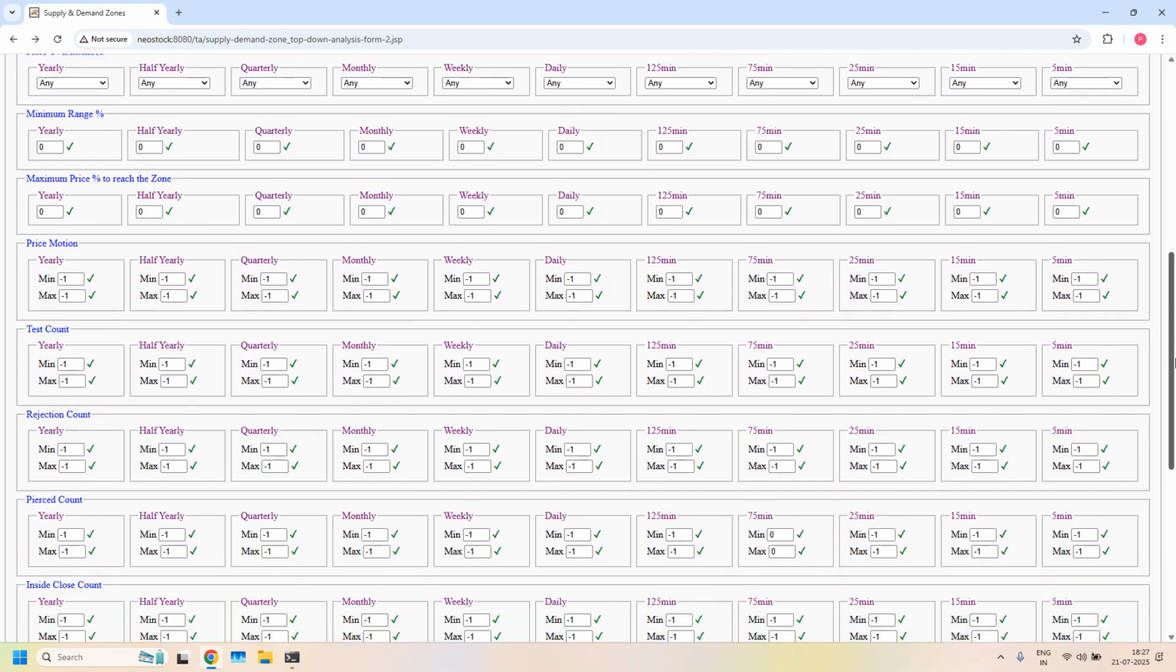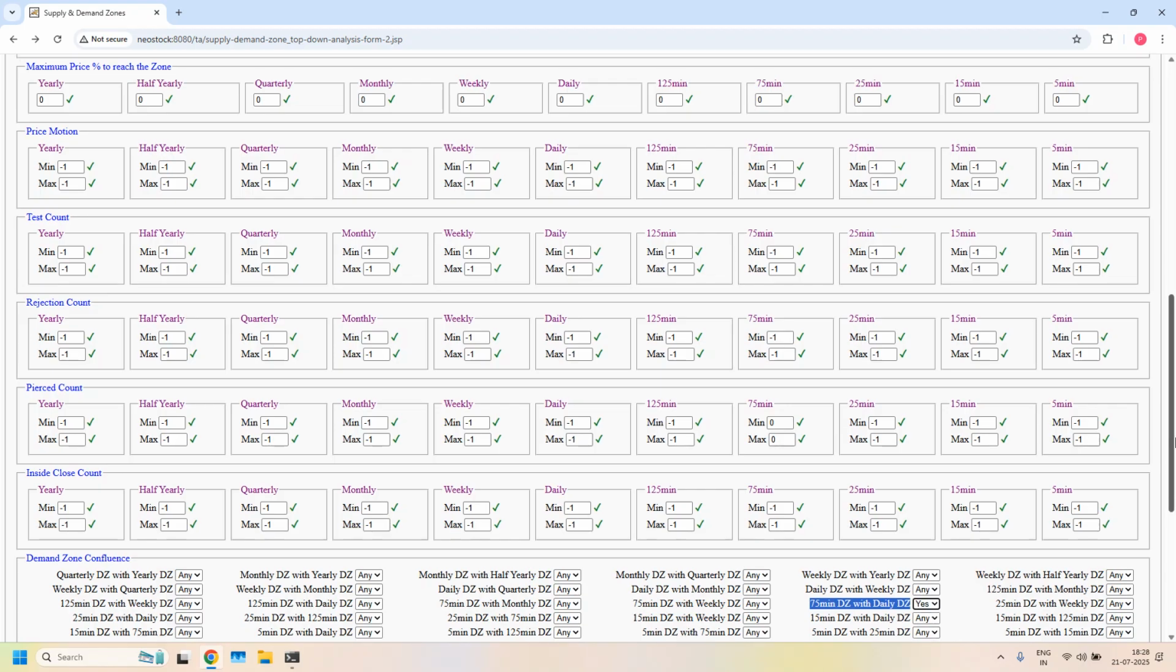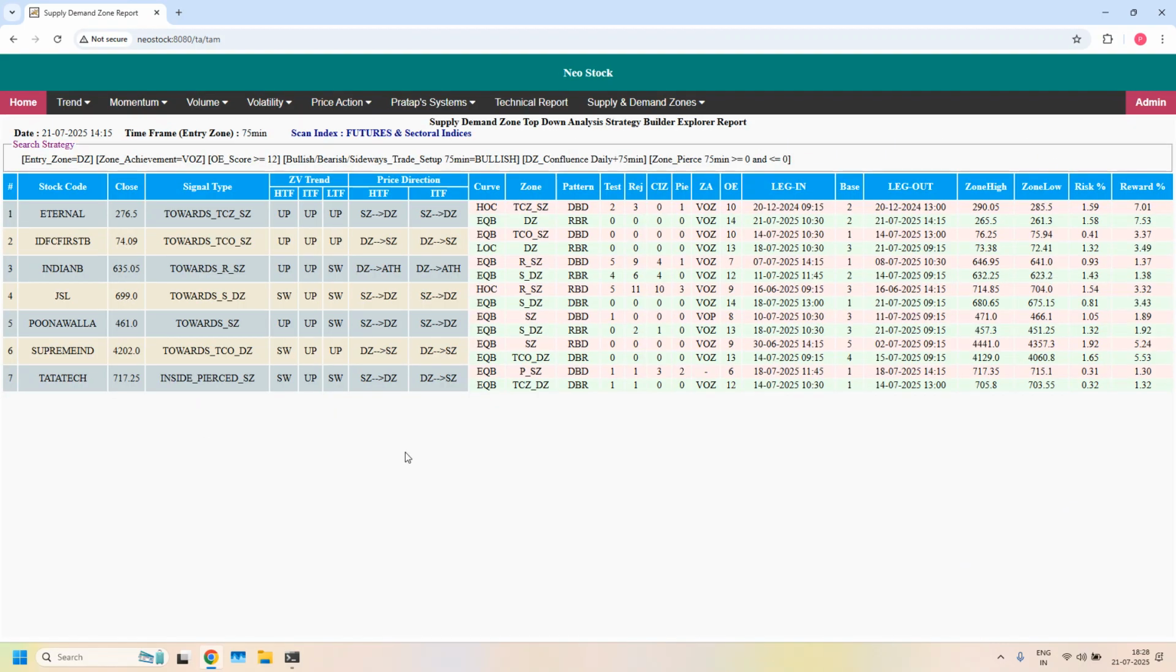So first filter is 75 minutes and daily demand zone confluence. By enabling this filter on those 9 stocks, we got 7 stocks. In all the 7 stocks, these 75 minutes demand zones are overlapped with daily demand zone, and daily trend is ITF trend, which is uptrend. So let's further filter with daily demand zone with daily EMA confluence. Inside daily, the 75 minutes demand zone is overlapped.